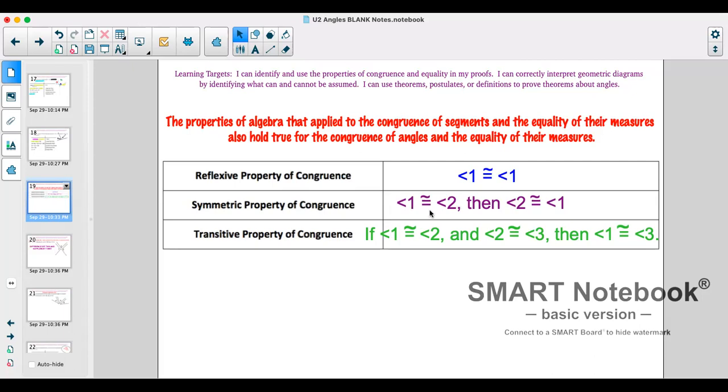Now, if I do anything else to them, if I want to substitute, if I want to add something to both sides, I've got to convert these to the measures of angles using the definition of congruency. Okay, but if all you're doing is trying to swap the order or condense using transitive property, you can do that using congruent statements.